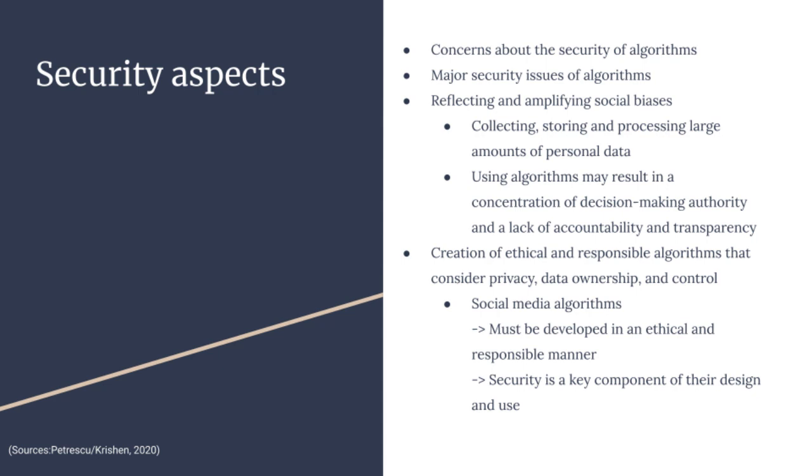Ethical and responsible algorithms that allow users to opt in and are transparent about data collection are essential, according to Petrescu and Christian. Regulations and standards are needed to ensure the safety of algorithmic systems and user privacy. It is crucial to use algorithms responsibly to encourage fairness, privacy, and accountability. Social media algorithms should be developed ethically and with security as a key component.